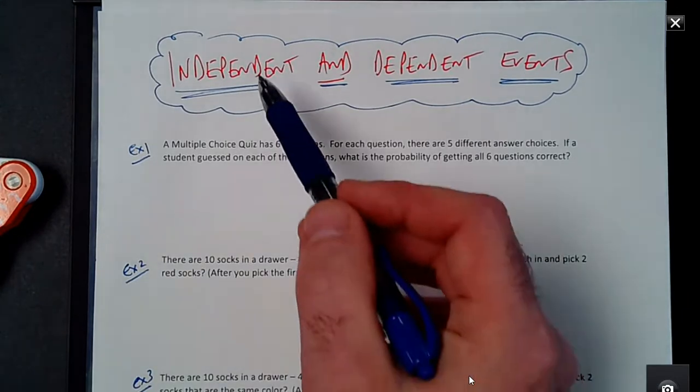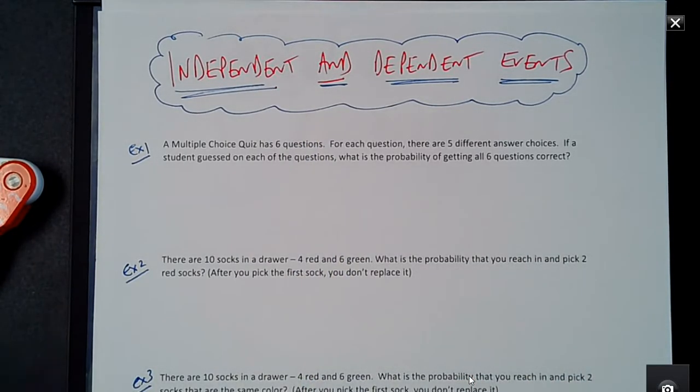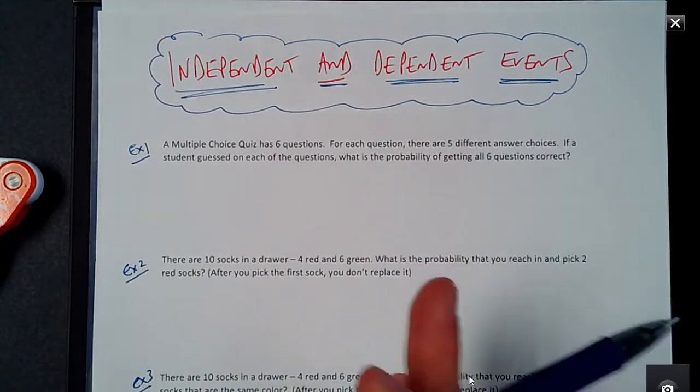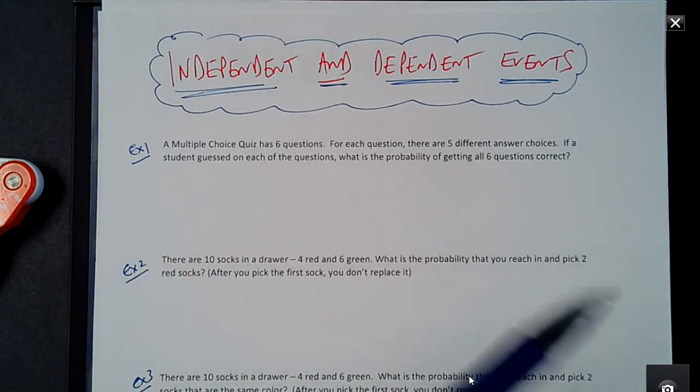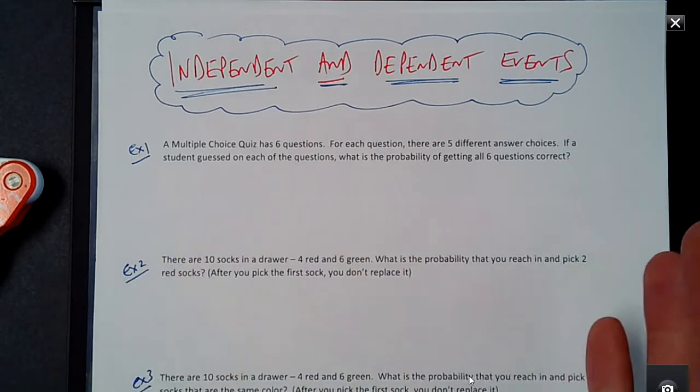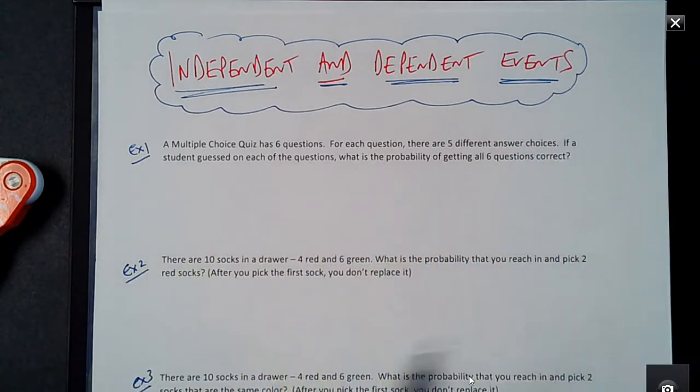So the thing you need to remember as we go through each of these examples here: does my first choice, or does what happened initially, affect my second choice or my second pick along the way, whatever the question is. So let's have a look at three examples.